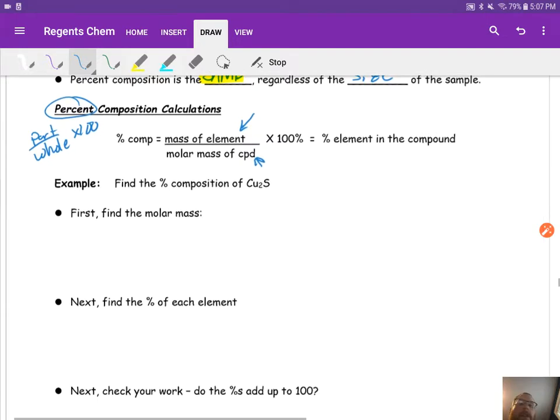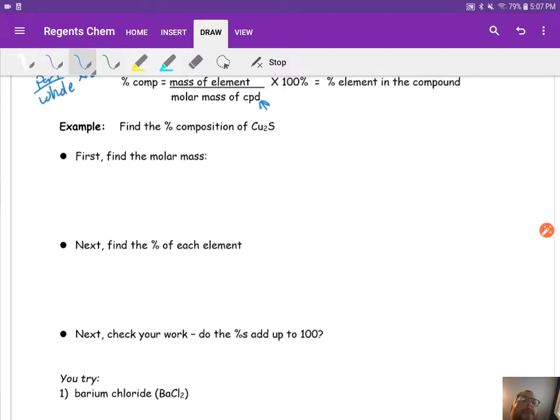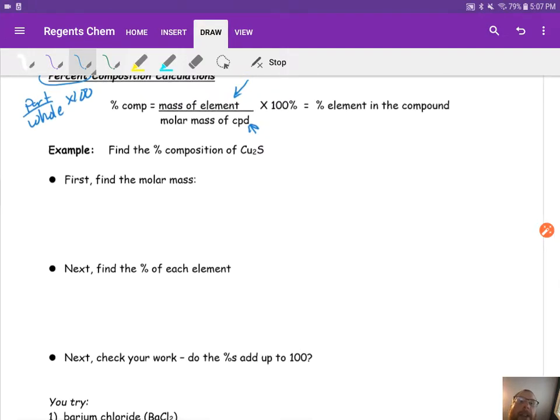So first step, if we're going to figure out the percent composition of copper(I) sulfide, calculate the molar mass first. I've got copper and I've got sulfur. Those are my two elements in my compound. So figure out how many atoms. I've got 2 atoms of copper, I've got 1 of sulfur. Multiply by their individual element mass, or atomic mass.